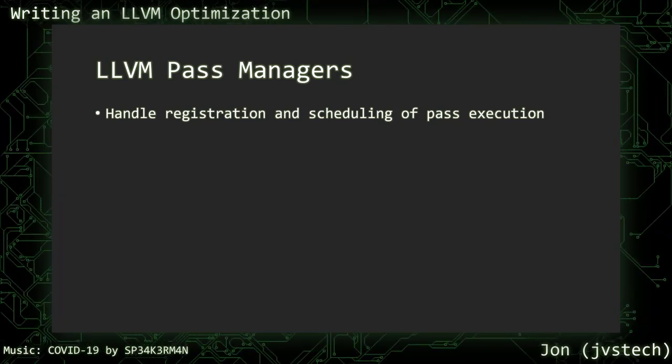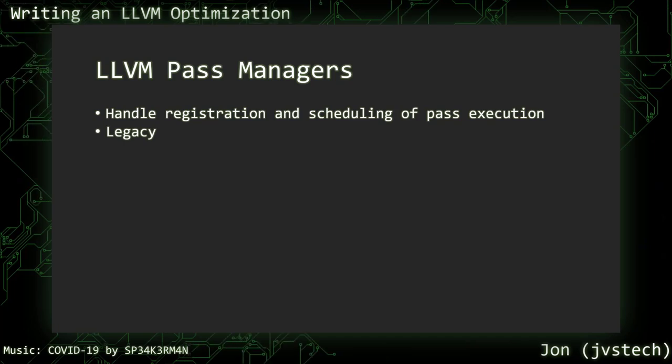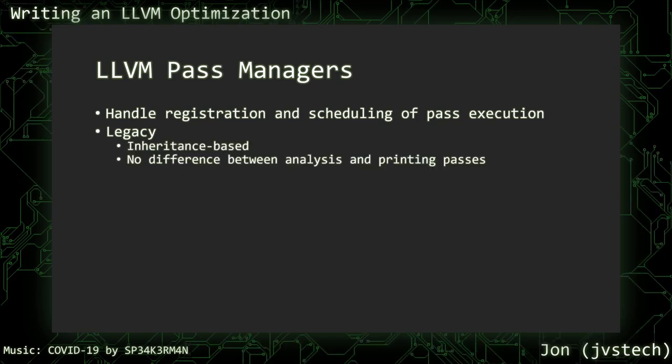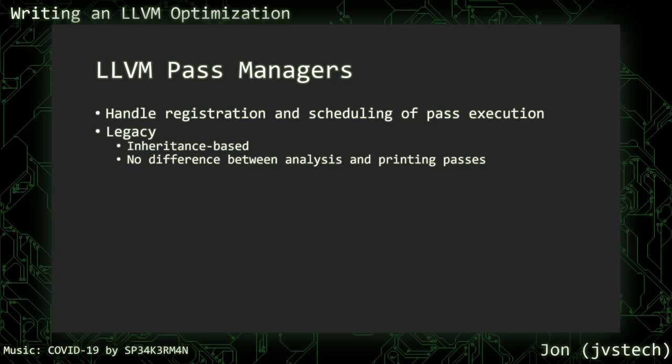In LLVM, there are two pass managers, the Legacy Pass Manager and the so-called New Pass Manager. The Legacy Pass Manager is what all current LLVM documentation on pass development is based on. It makes use of inheritance to implement passes, and pass registration is somewhat intricate. Legacy analysis passes are also printing passes. There is no logical separation.